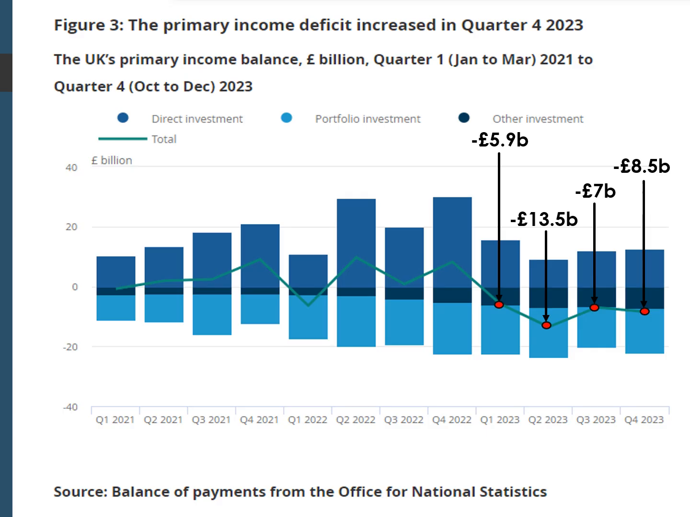The graph below shows the UK primary income from Quarter 1, 2021 to Quarter 4, 2023. The primary income is from various investments, grouped into direct, portfolio, and other investments. The deficit in this account increased to £8.5 billion in Q4, 2023.